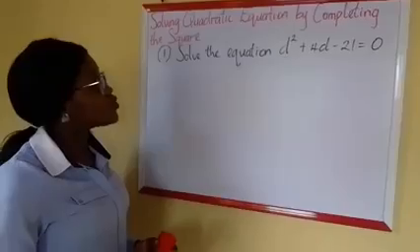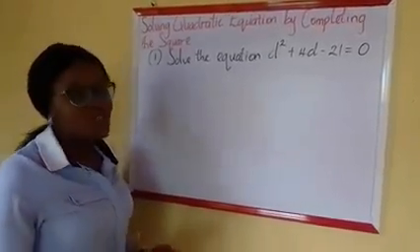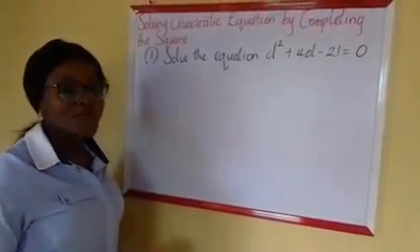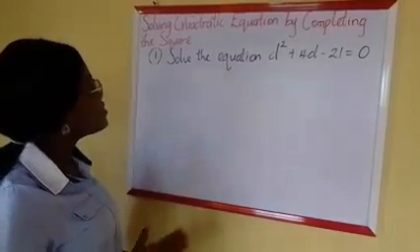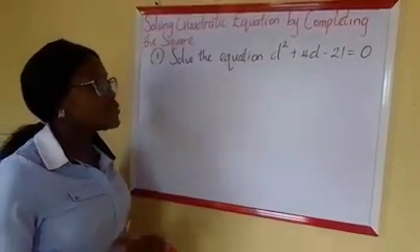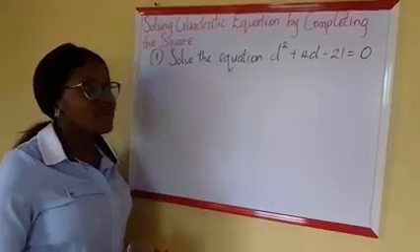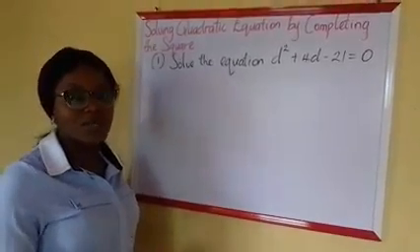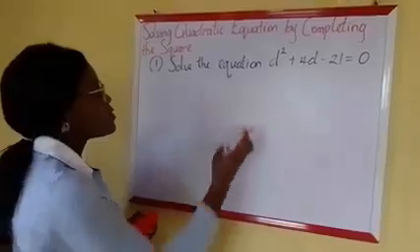Today I want to teach you how to solve quadratic equations by completing the square. Okay, the example we have here says solve the equation d squared plus 4d minus 21 equals 0. Okay, let's start.